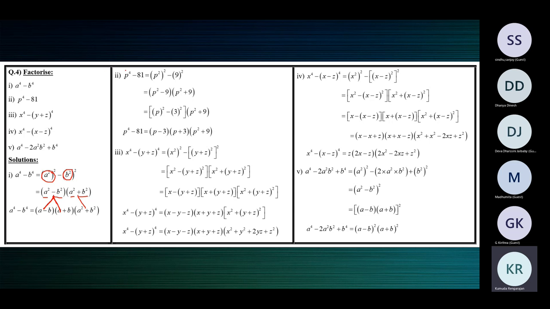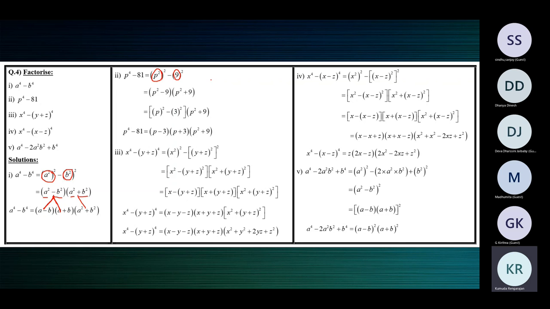See the second one. P to the power 4 can be written as P square the whole square. 81 can be written as 9 square. So this is x square minus this is y square, correct? Yes, ma'am. X square minus Y square.